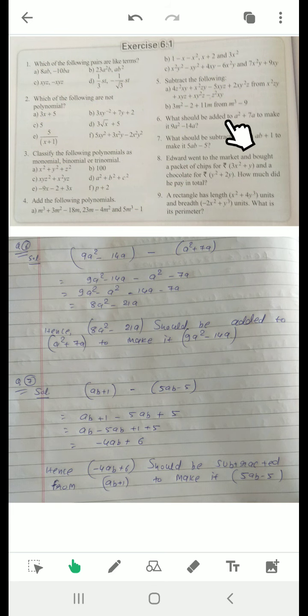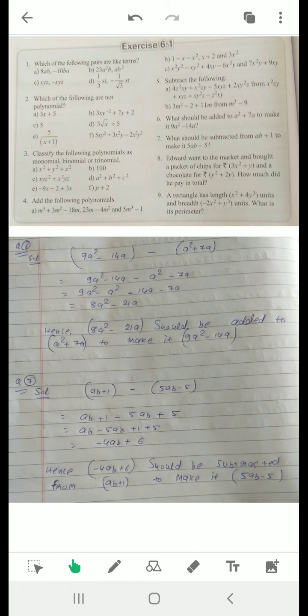Sixth, what should be added to a square plus 7a to make 9a square minus 14a. So now I am going to explain some questions from question number 6, 7, 8 and 9. So the question number 6. Before explaining question number 6, just think. What should be added? Just try to find out the answer of my one question.